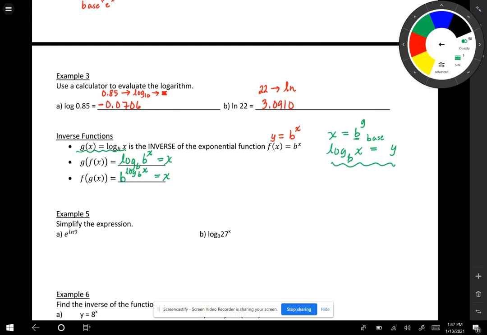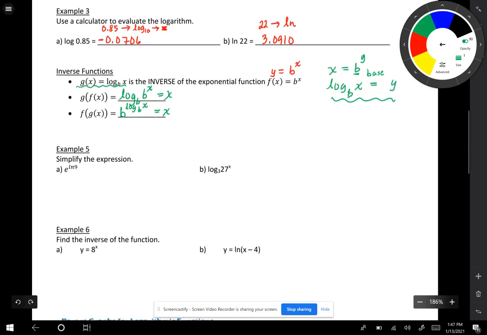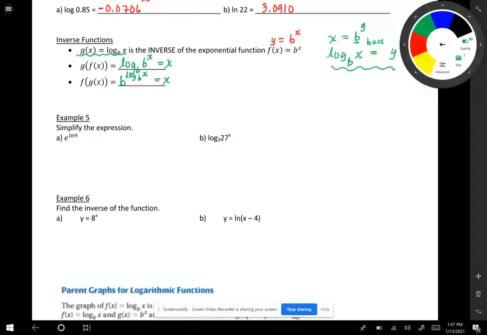And honestly, I'm not too worried about you knowing how to do examples 5A and B, but I do expect you to be able to do example 6. So we're going to go ahead and do example 5. So e to the ln of y. This is what the problem would look like: natural log base e of e to the ln of y. That's basically what that problem is, and you kind of need to know that.